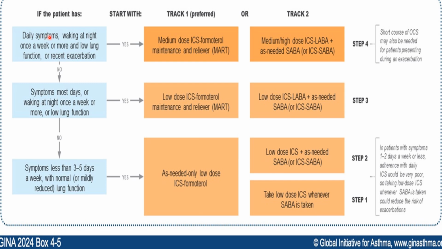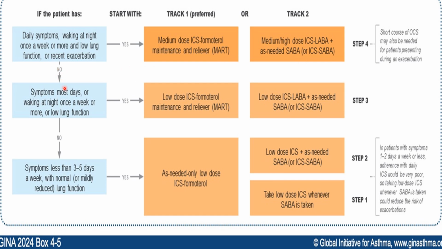If the patient comes with daily symptoms, waking up at night once a week or more, and also has low lung function or recent exacerbation, then what do you do? You use track 1, the preferred method, that is medium-dose ICS-formoterol maintenance and reliever. You use ICS-formoterol as maintenance, and whenever you have symptoms, you use the same ICS-formoterol to relieve. Or you use track 2, medium or high-dose ICS-LABA for maintenance, and as-needed SABA or ICS-SABA for reliever. Here you have 2 drugs.